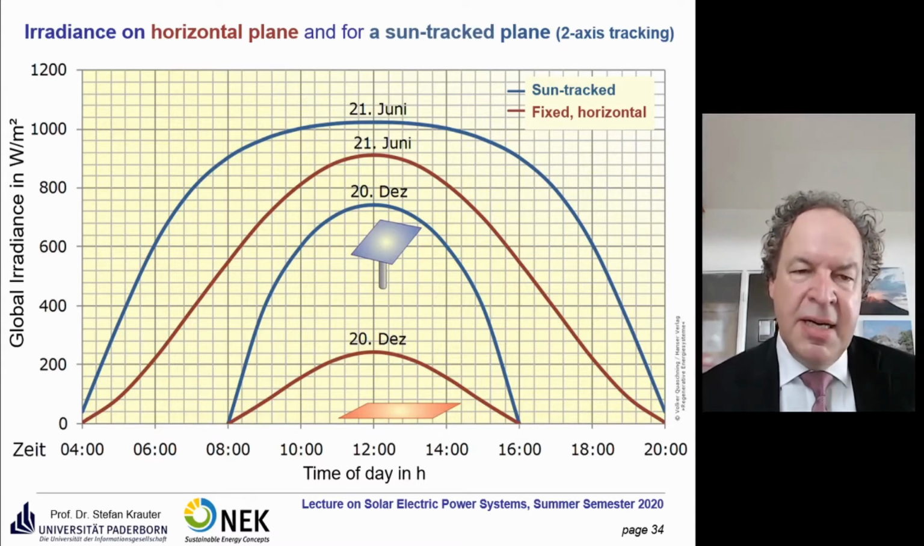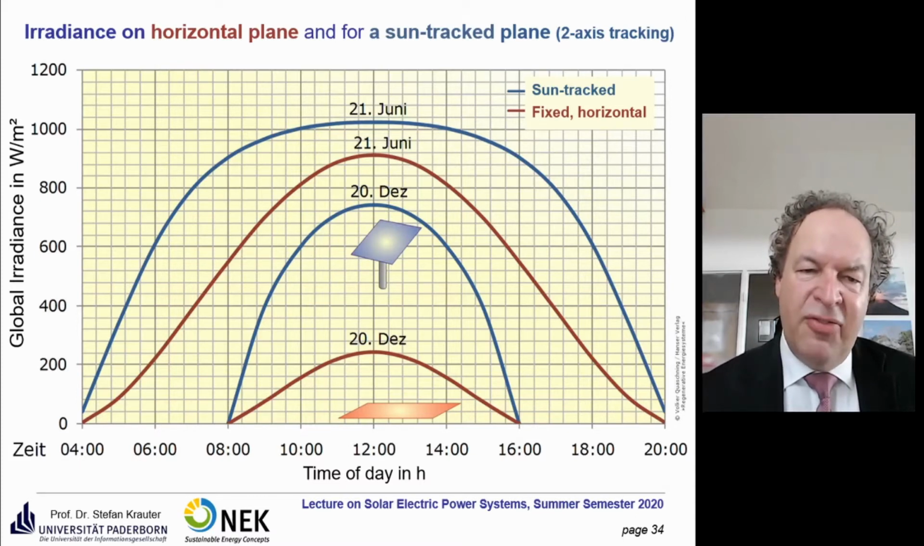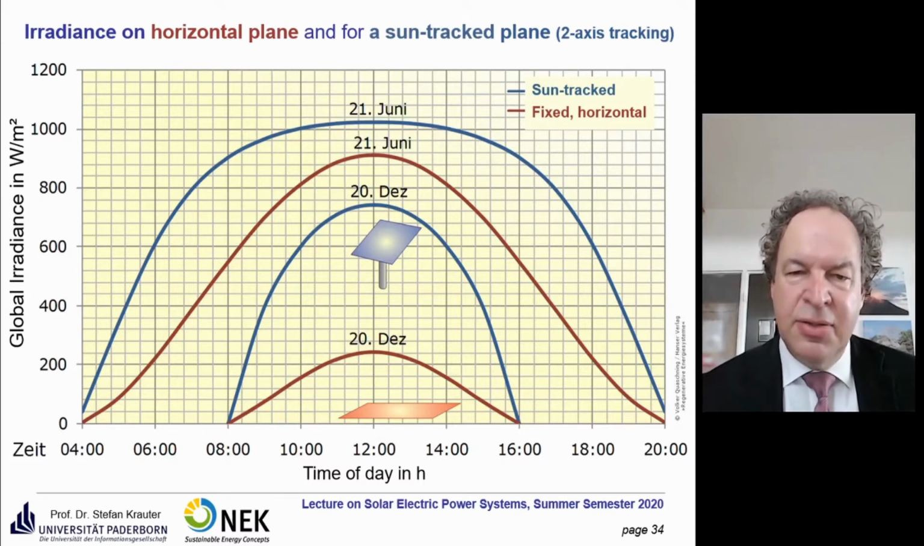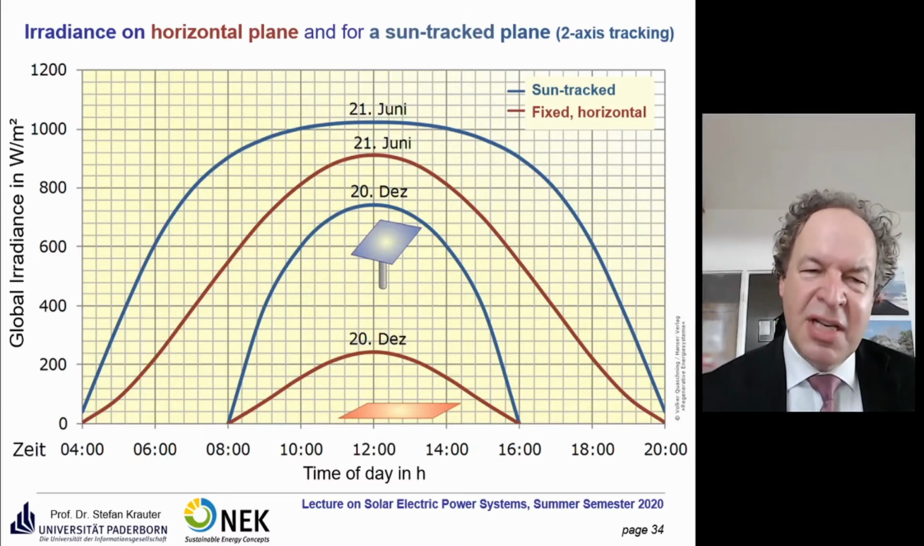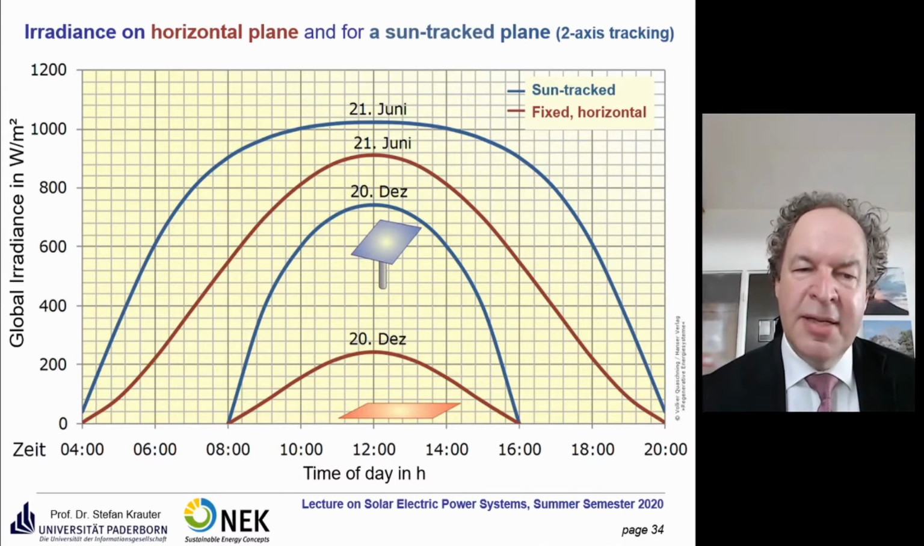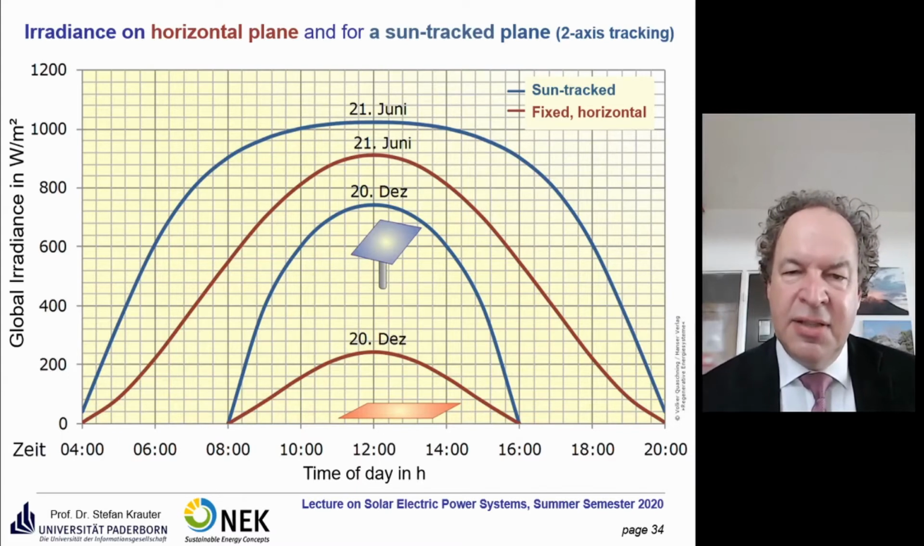At midday on the 21st of June, you have well above 900 watts per square meter. If you would track that during daytime, it would increase a little bit, to a bit above 1000 watts per square meter of irradiance. And in the morning and in the evening of this 21st of June, it would even boost the morning and the evening part. But the most interesting part is winter.